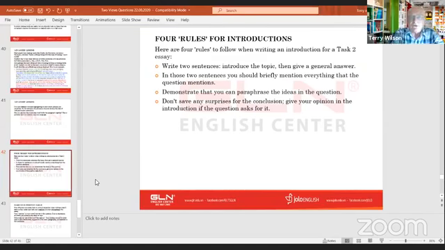Here's what I call my 4 rules for introductions. Write 2 sentences: introduce the topic, then give a general answer. In these 2 sentences, you should briefly mention everything that the question mentions. Demonstrate that you can paraphrase the ideas of the question. Don't save any surprises for the conclusion.